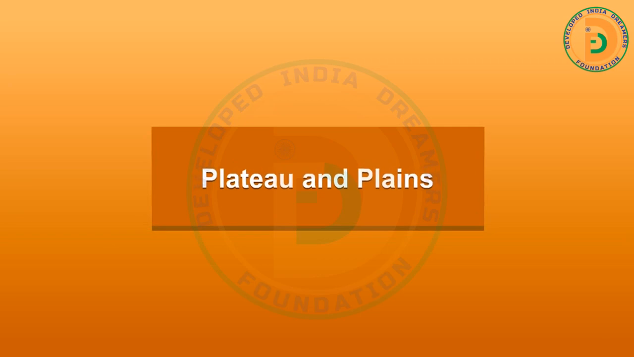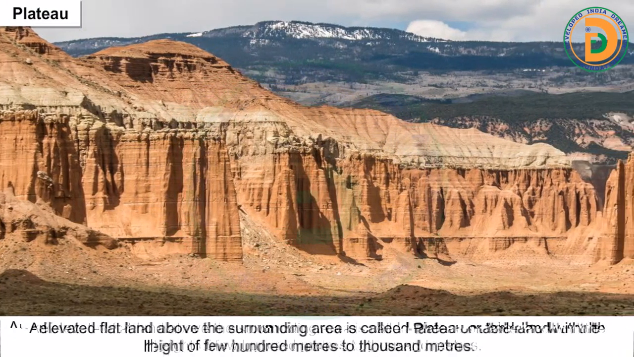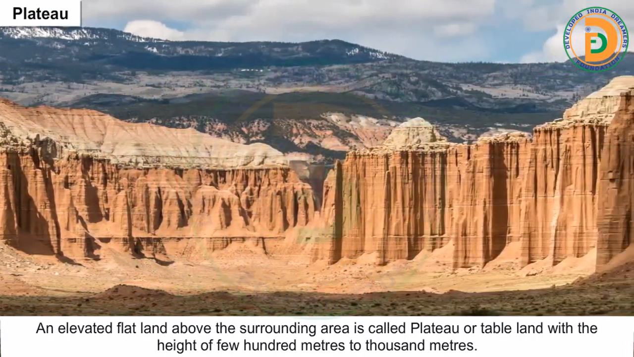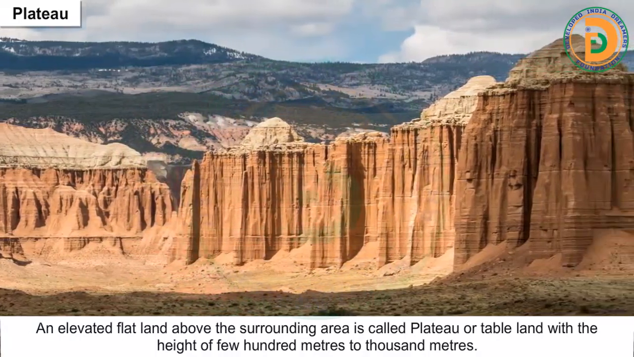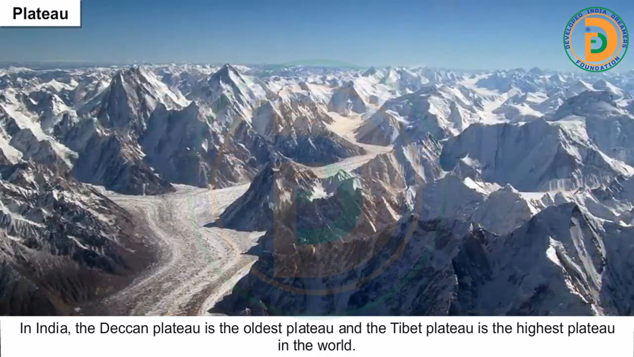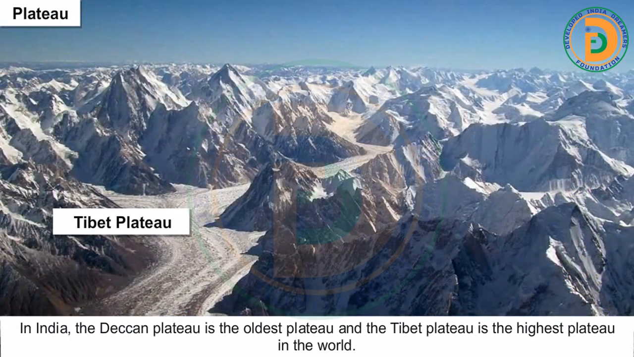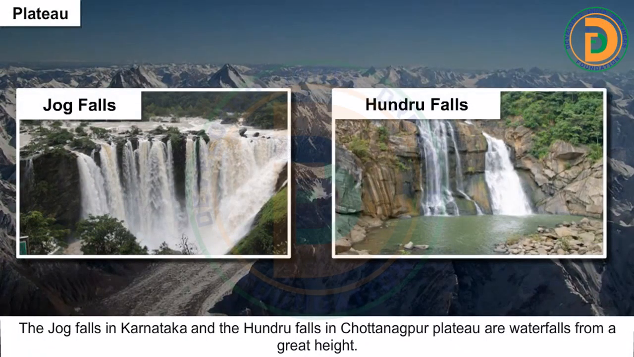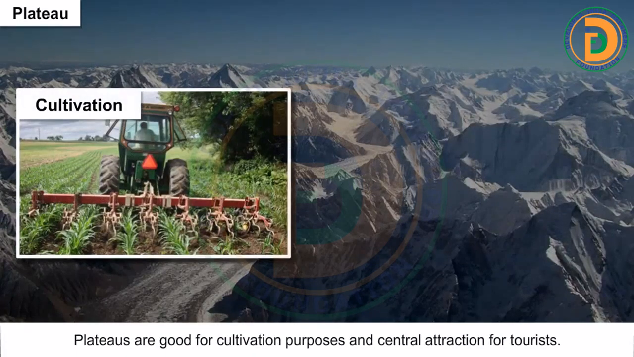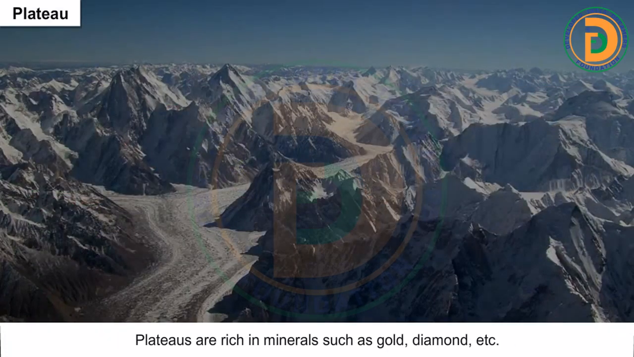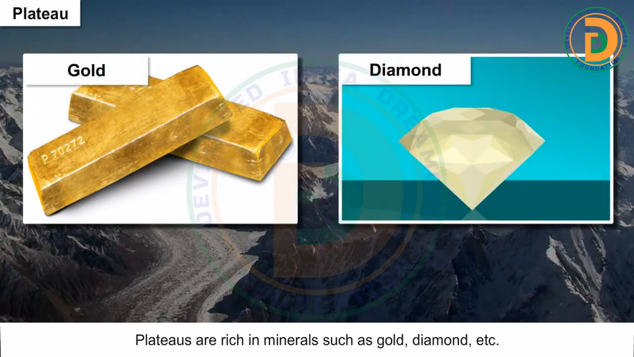Plateau and plains. Plateau. An elevated flatland above the surrounding area is called plateau or tableland with the height of few hundred meters to 1,000 meters. In India, the Deccan Plateau is the oldest plateau and the Tibet Plateau is the highest plateau in the world. The Jog Falls in Karnataka and the Hundru Falls in Chota Nagpur Plateau are waterfalls from a great height. Plateaus are good for cultivation purposes and central attraction for tourists. Plateaus are rich in minerals such as gold, diamond, etc.